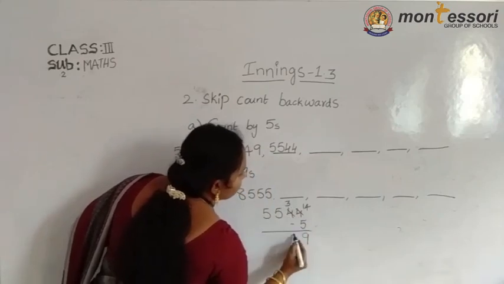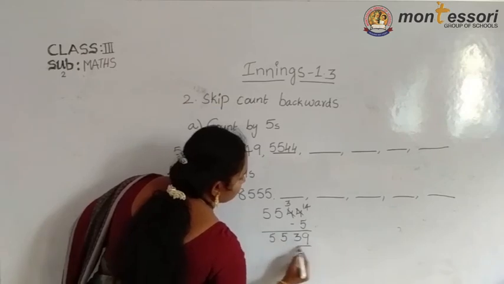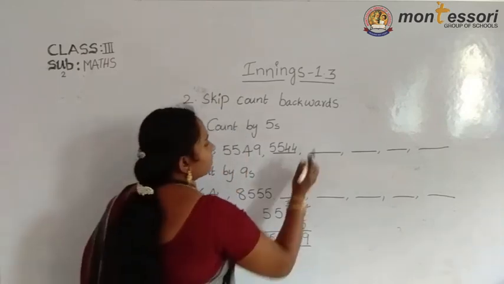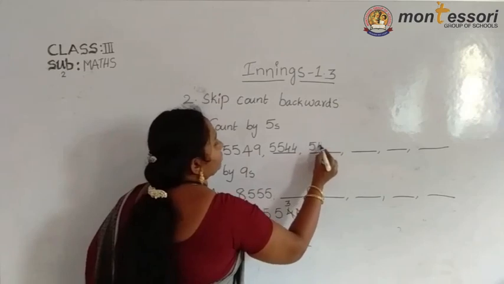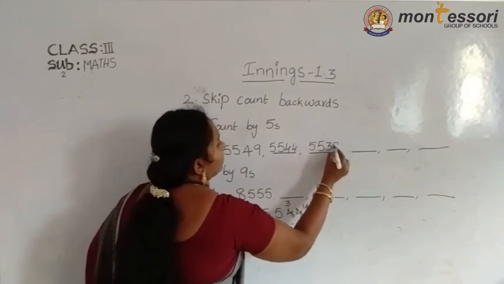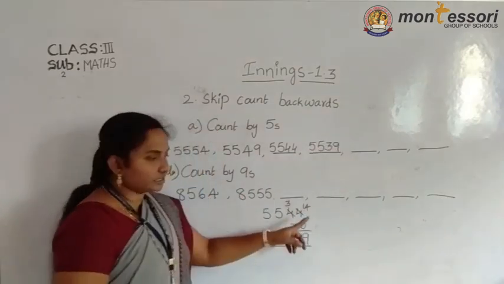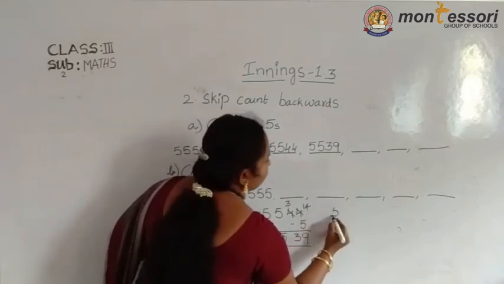Again here, what is the number? 3. Remaining numbers we can write as it is. Okay, what is the answer? This answer I am writing here 5539. Now I am taking this answer and again I am doing the subtraction.